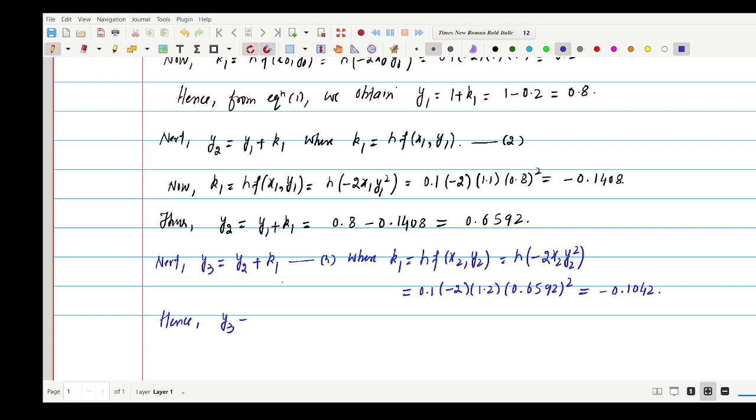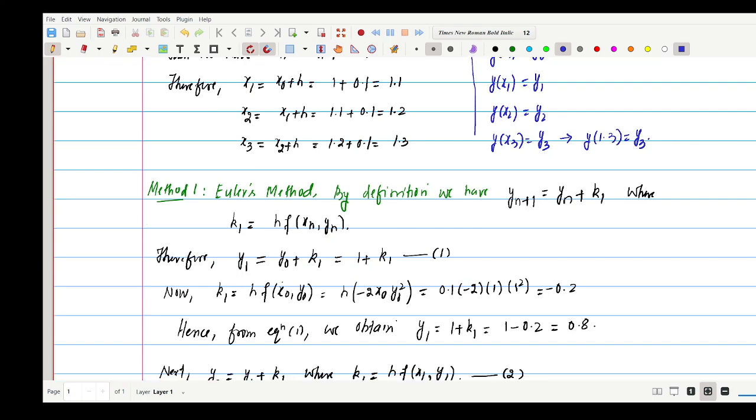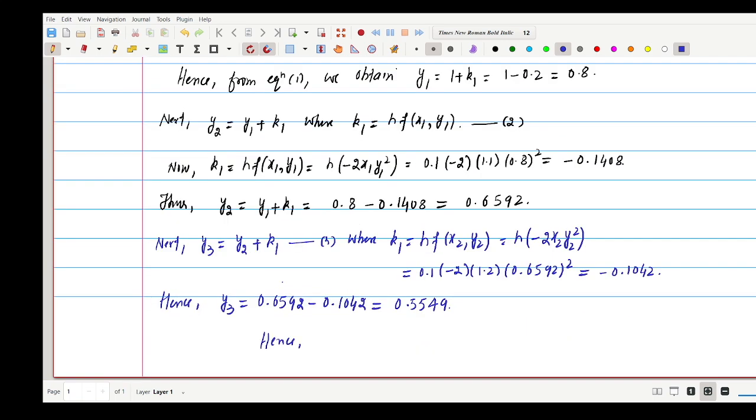Hence y3, which is equal to y2 plus k1, and our y2 is equal to 0.6592 plus k1, that is minus 0.1042. Now adding these two numbers, we get 0.5549. And as earlier discussed, y3 was actually y of 1.3. So therefore, y of 1.3 is equal to 0.5549. So that is our value of y of 1.3 using Euler's method.